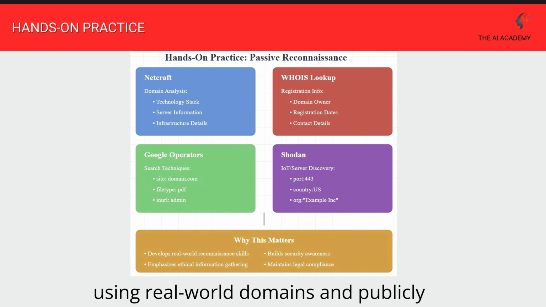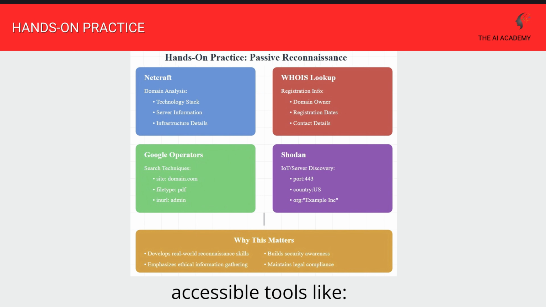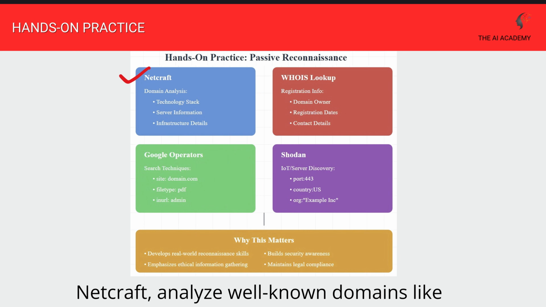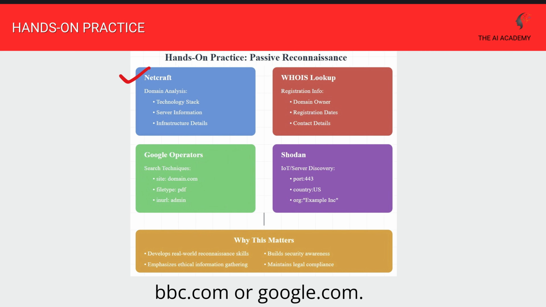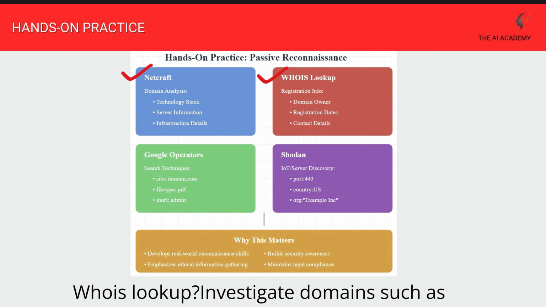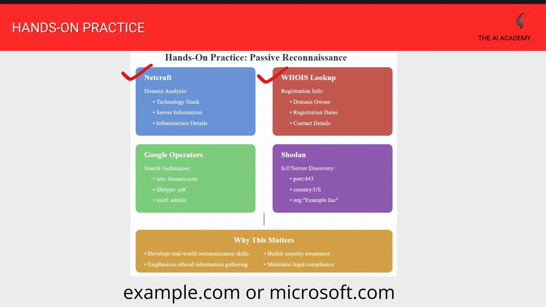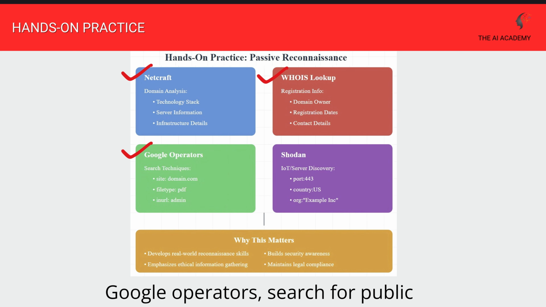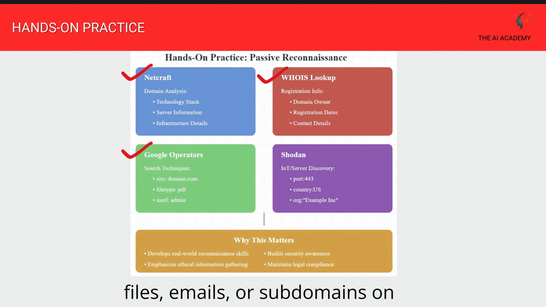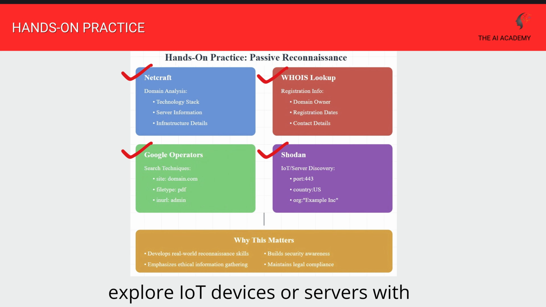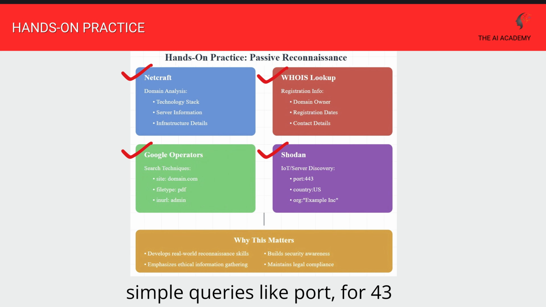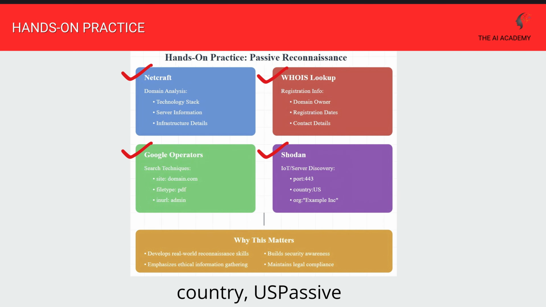Also practice using real-world domains and publicly accessible tools like Netcraft. Analyze well-known domains like bbc.com or google.com. Whois lookup: investigate domains such as example.com or microsoft.com. Google operators: search for public files, emails, or subdomains on example.com. Shodan: explore IoT devices or servers with simple queries like port:443 country:US.